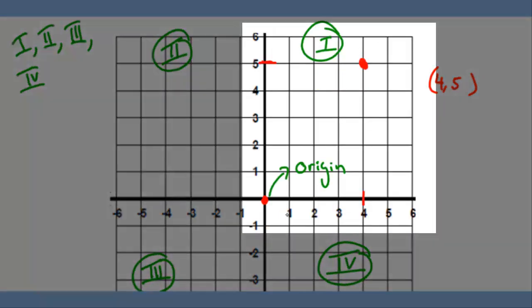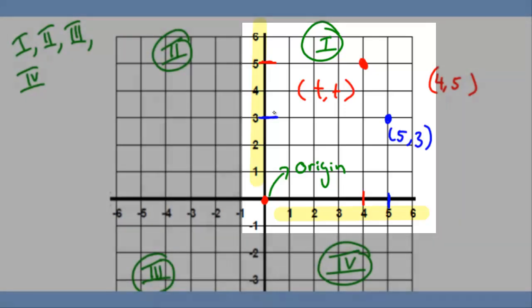The numbers on the right here and the numbers on top are all positive. So quadrant 1 will always give you positive numbers. Now if I want to name a point in this quadrant, this point will be (5, 3) because it is 5 to the right and 3 up.